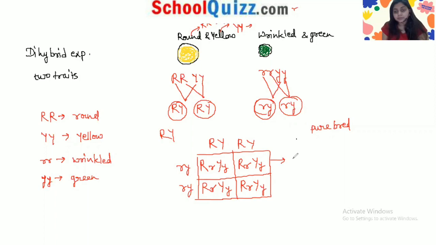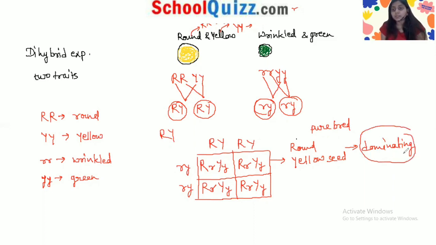Okay, so we will find the round and yellow seed. Why round and yellow seed? Because we also have the small r and small y, but the round and yellow seed is the dominating one here. The dominating gene will dominate the other gene and surpass the other genes. So that's why we will find only the round and yellow seed.